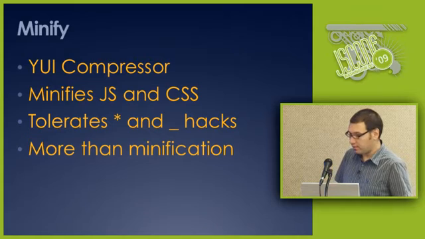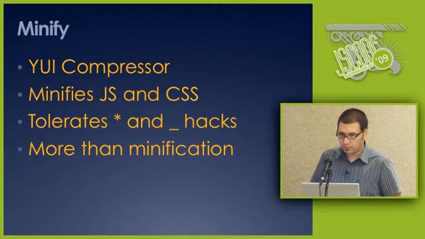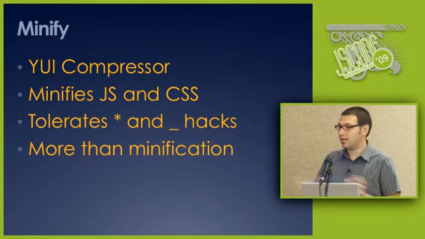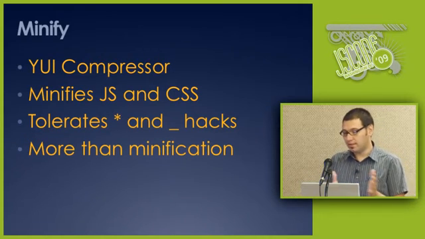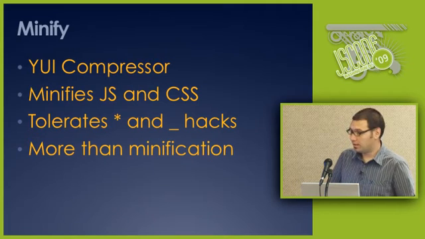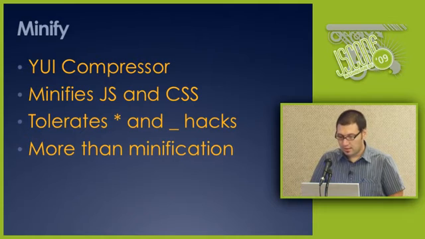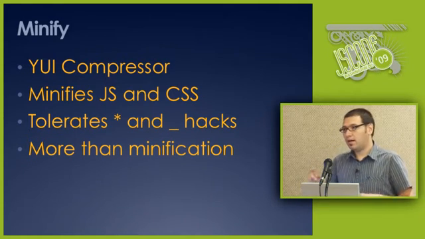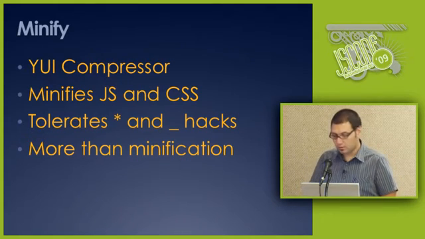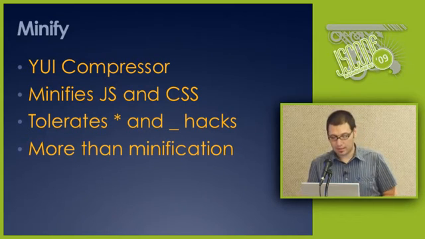It's written in Java using Rhino, so it knows about your code, so it can pre-optimize some things. So let's say if you're concatenating static strings, it will pre-concatenate them during the minification. It also minifies CSS and has a tolerance for those hacks that we've standardized on using, the star and the underscore hack in CSS. It will also add semicolons at the end if you forget them in the CSS.